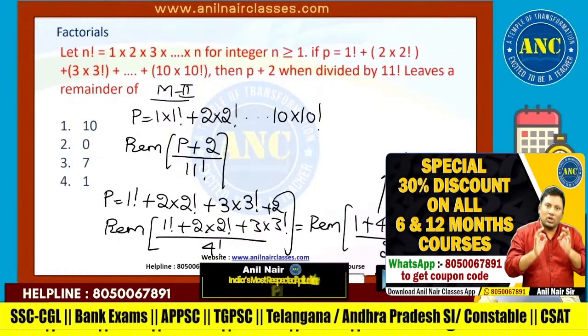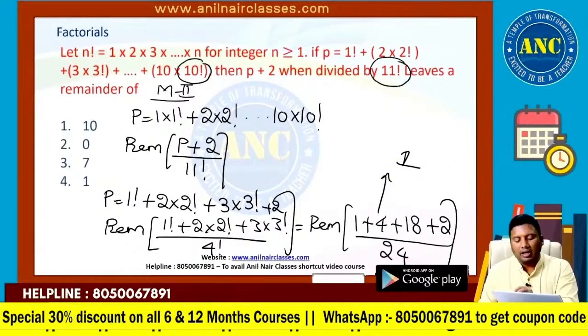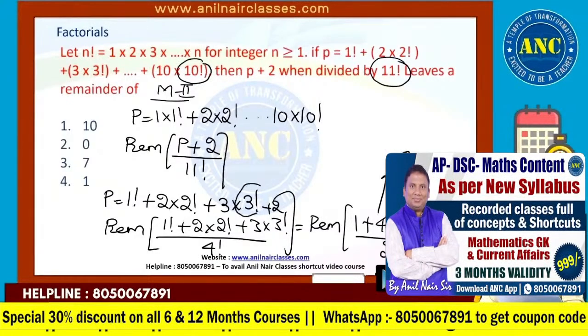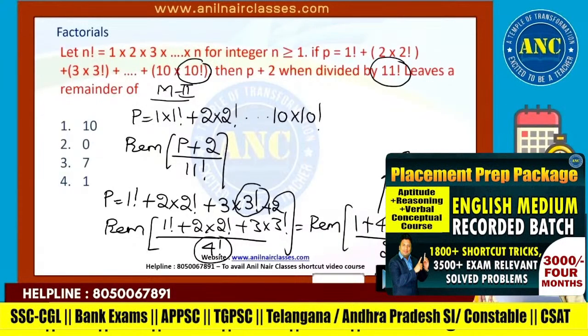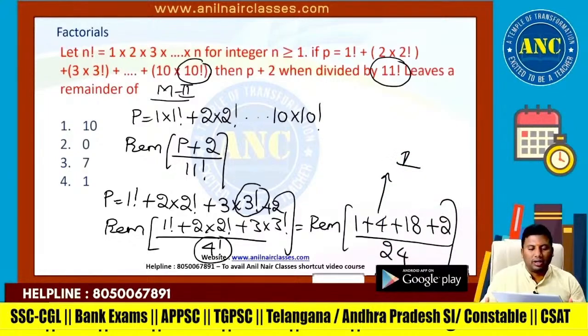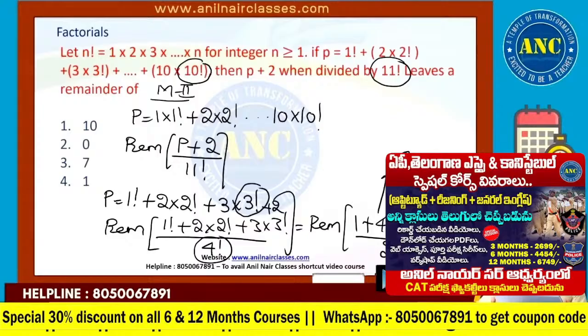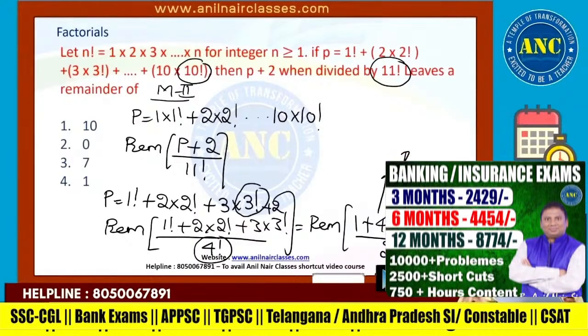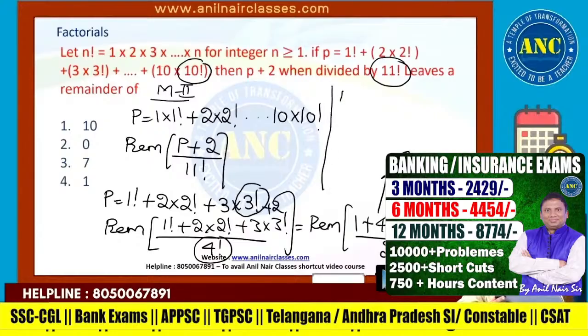24. Remainder is 1. Because it is ending with 10 factorial, the denominator is 11 factorial. It is ending with 3 factorial, the denominator is 4 factorial. Idea clear? You can also take it for smaller values.